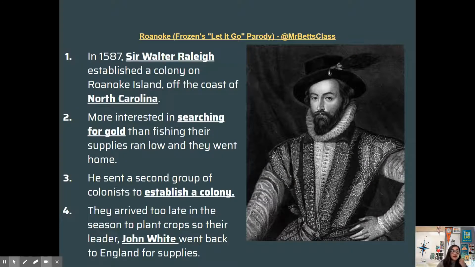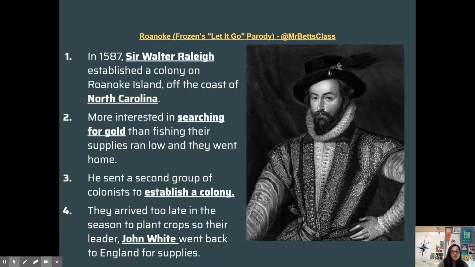So the first colony we're going to be talking about is the colony of Roanoke. And Roanoke is often called the Lost Colony, and I'll get to that in a second. So 1587, almost 100 years since Columbus first came over to the Bahamas, first came over to the Americas, or the islands near the Americas. A man named Sir Walter Raleigh established this colony of Roanoke in North Carolina. Get it? Raleigh, North Carolina. You've probably heard of that city before.